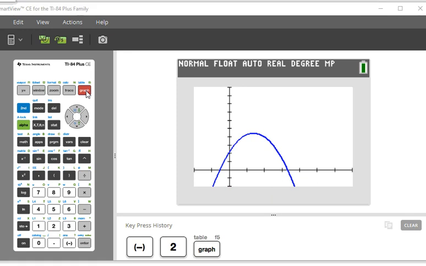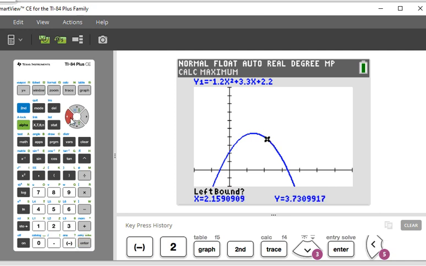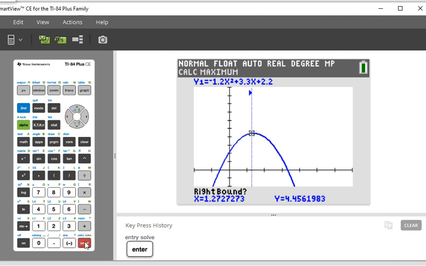So like we said, we want to figure out what's the maximum height of the ball. That's what we're looking for. So we need to simply second trace. This is a maximum value because our parabola opens down. And now I simply scroll to the left of our vertex, hit enter. Scroll to the right side of the vertex, hit enter.